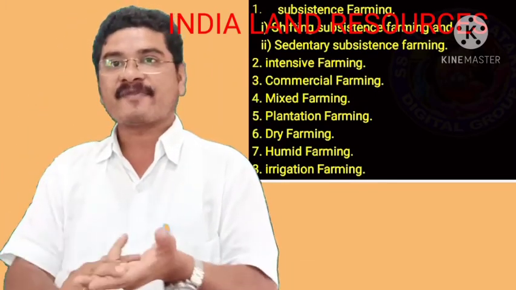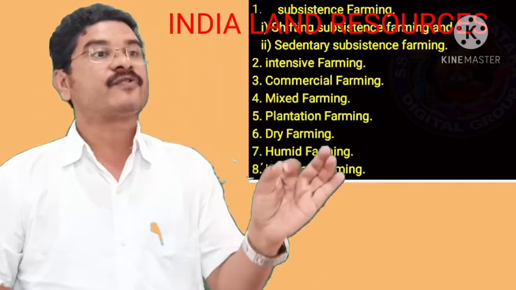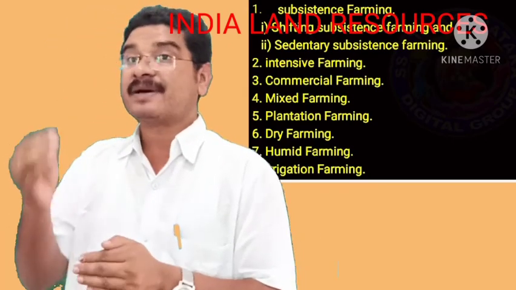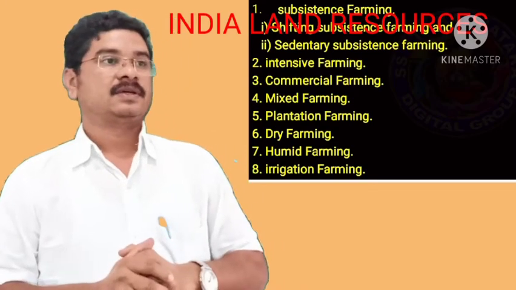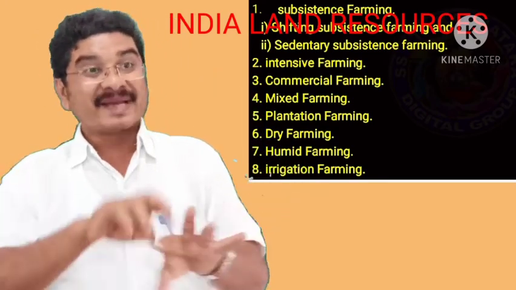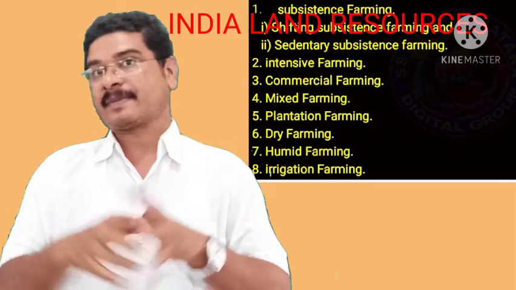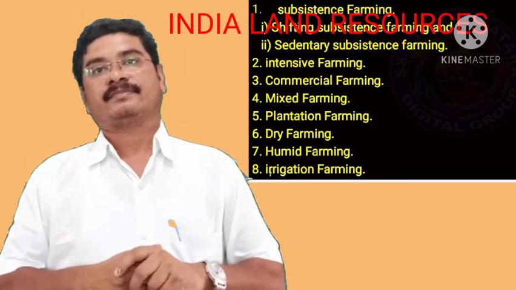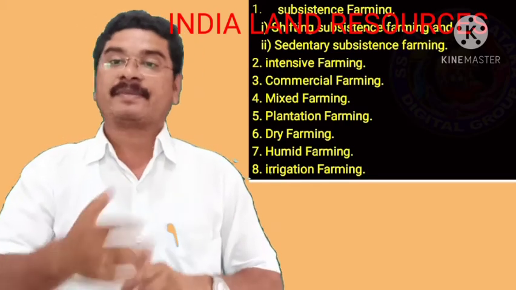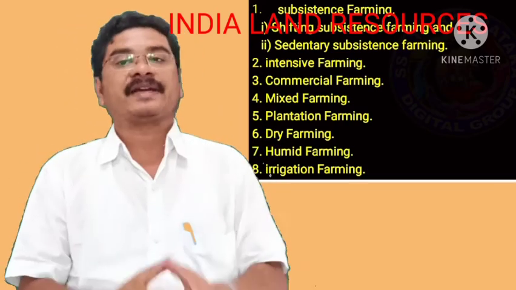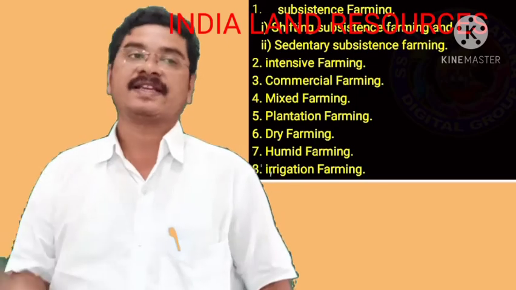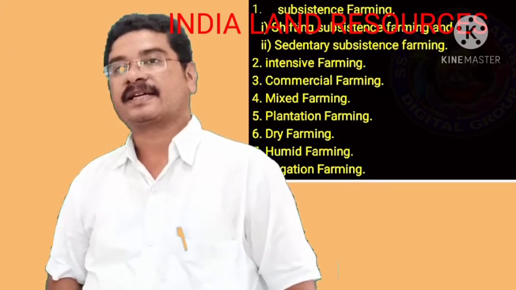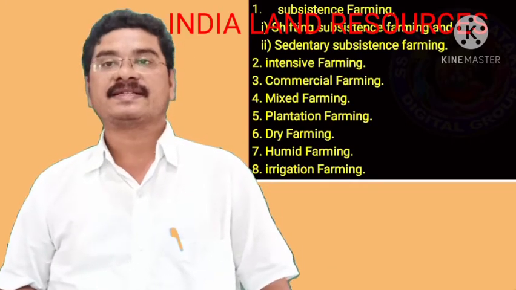The second type of agriculture is intensive farming. Third is commercial farming. Fourth is mixed farming. Fifth is plantation farming. Then dry farming, humid farming, and the eighth one is irrigation farming. These are the 8 types of agriculture we can see in India.